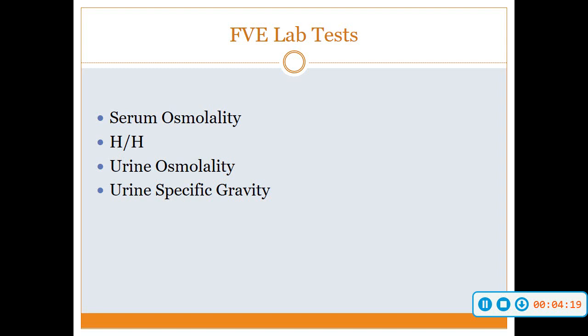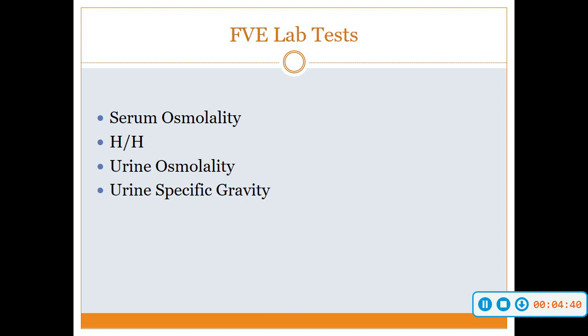Okay, hematocrit and hemoglobin. With fluid volume excess, you become hemodiluted. So we have all that extra fluid in our vascular space. That thins out our blood. So a lot of times you'll hear nurses say hemodiluted or hemoconcentrated. That is comparable to how much fluid is in their vascular system.